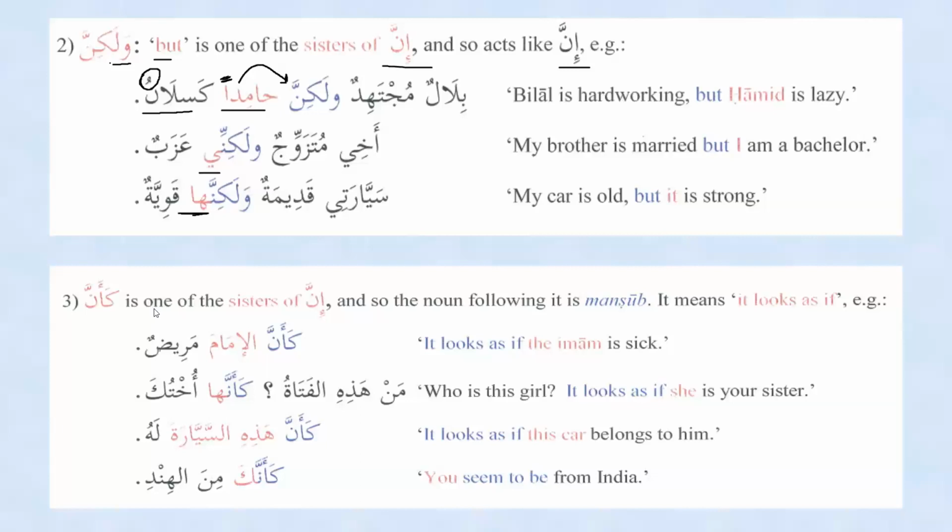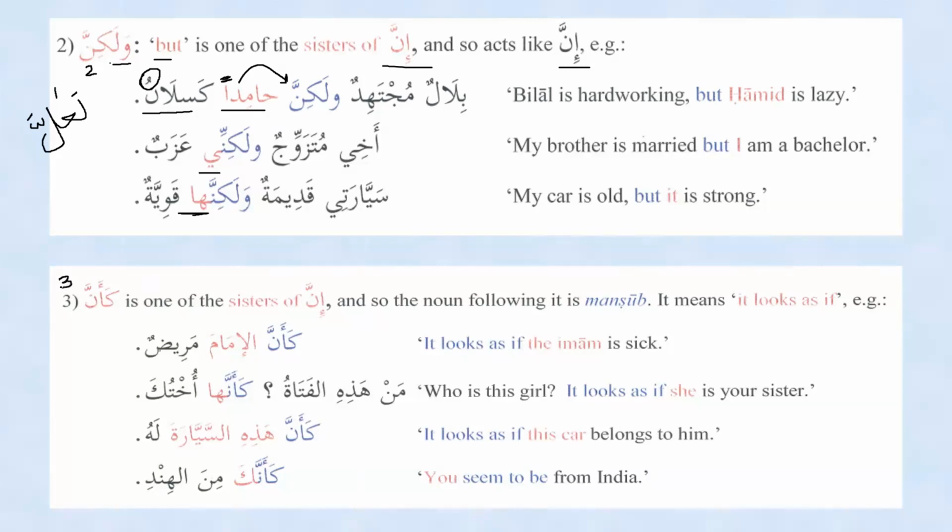The next sister of inna is ka'anna, and this is overall the third sister of inna. What was the second sister of inna? Do you remember? It was la'alla. So that was the first sister of inna. Then walakinna is the second sister, and la'alla, meaning perhaps, or I hope, or I fear, is the third.